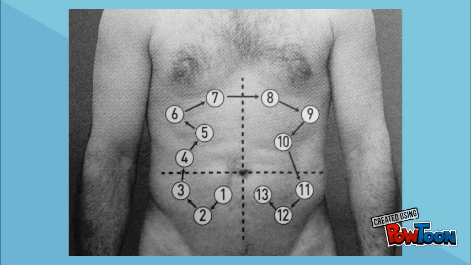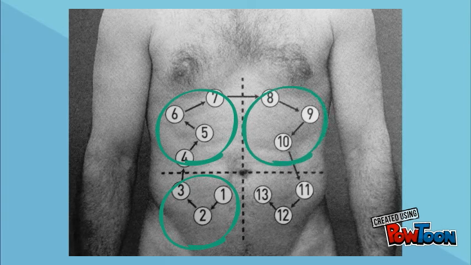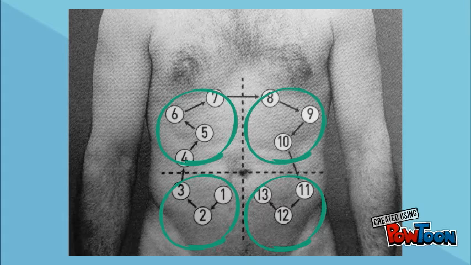Auscultate quadrants in sequence. Do this systematically, first listening with the diaphragm to the right lower quadrant, right upper quadrant, left upper quadrant, and left lower quadrant. This follows the anatomical lie of the large intestine and reduces the possibility of missing a quadrant. Listen over the ileocecal valve.